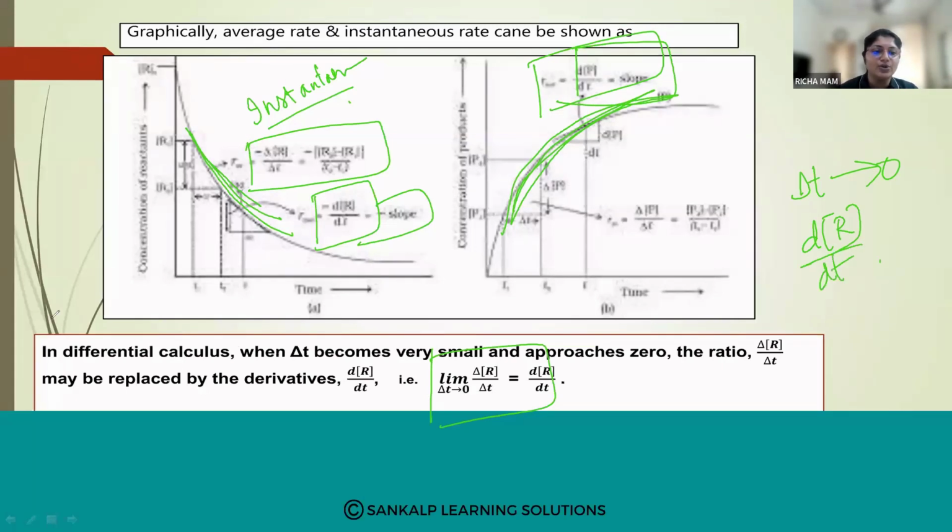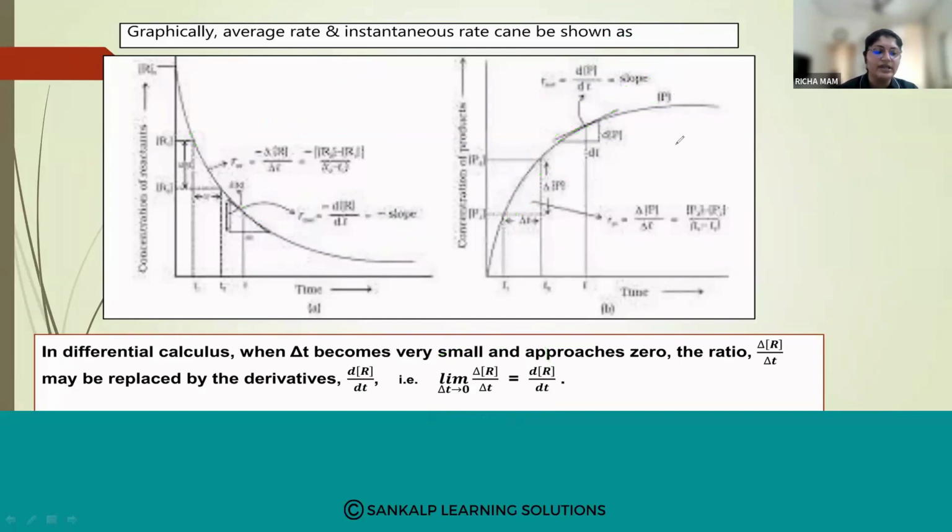Now, this was with respect to the instantaneous rate. How is the instantaneous rate obtained? It is obtained graphically, by drawing the tangent. Here a tangent is drawn, and here also you can see a tangent is drawn. From this tangent, on the curve of the concentration of reactants or product against time, we calculate its slope. After calculating its slope, we get the instantaneous rate. Is it clear? Like this, we calculate the instantaneous rate.